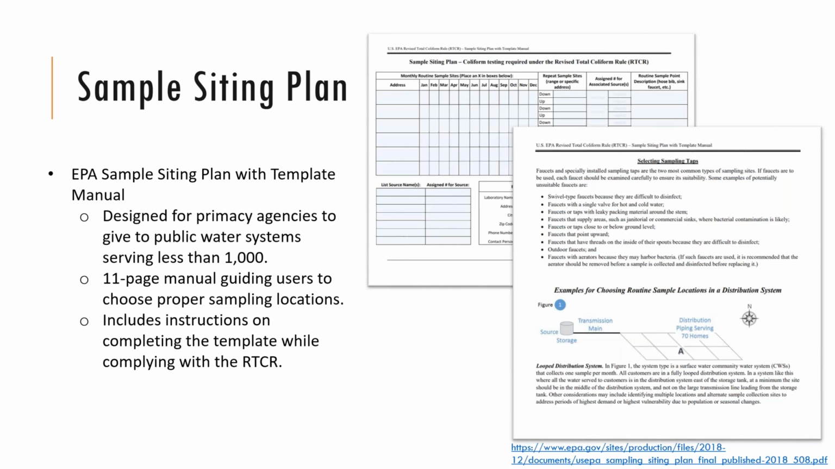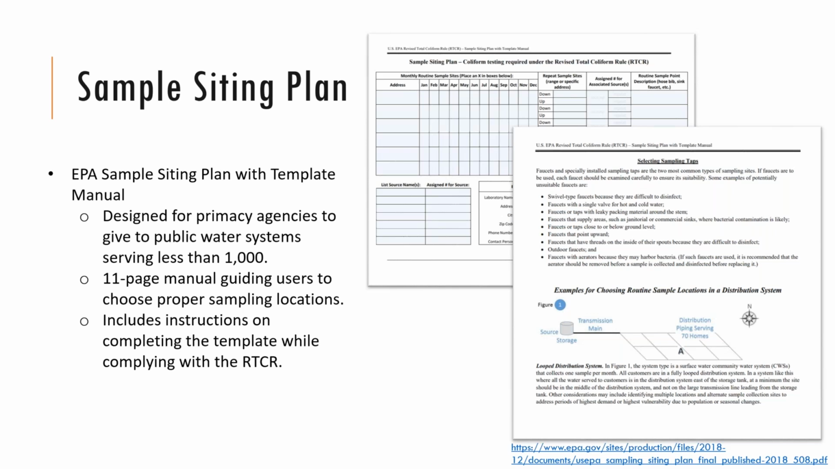So this 11-page manual is very helpful for water systems to develop a successful sample siting plan because it provides considerations when selecting a sample site. It encourages the collection of more samples than the minimum required, explains how to choose a proper sampling tap, and provides examples of distribution structures to help determine where the best possible sampling locations are.